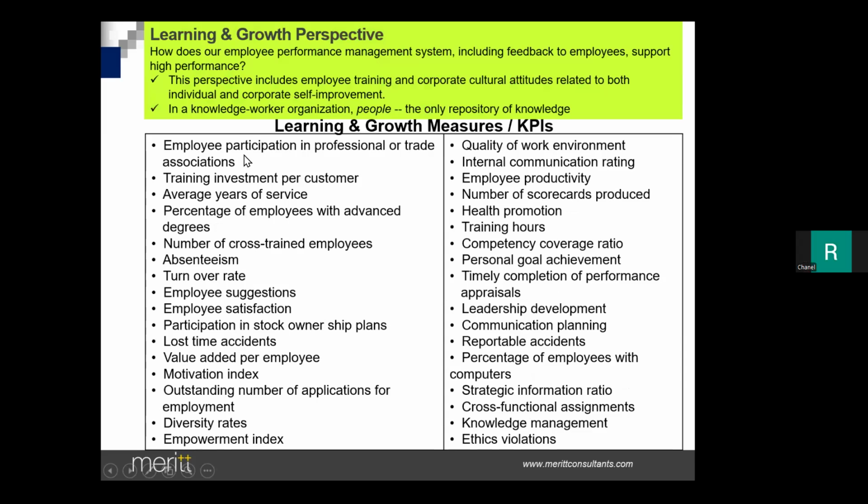What does learning and growth mean? So L&D. You can see learning and growth: average years of service or turnover rate, employee satisfaction. Okay. Motivation index, diversity rates. Do you capture diversity index in your organization?